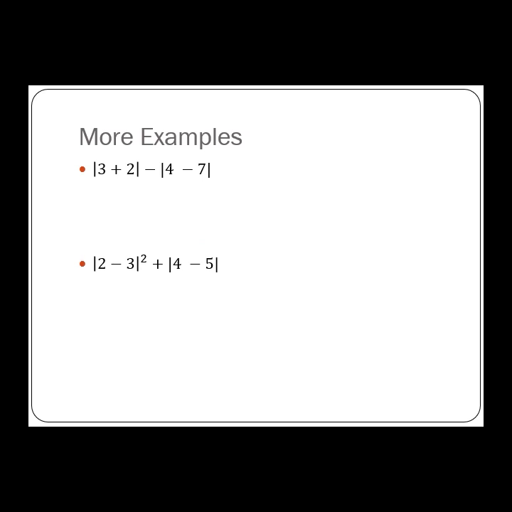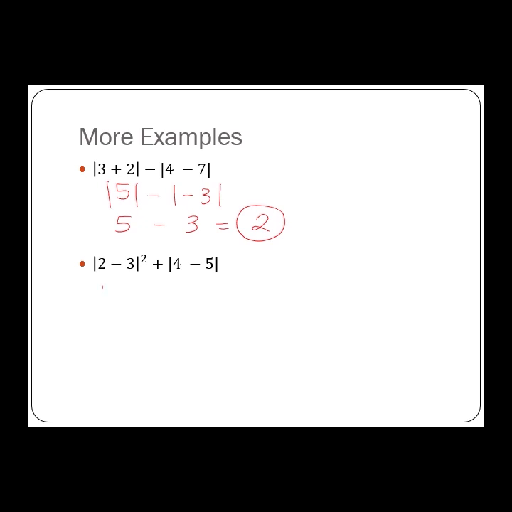Here's another example. We're going to do the inside of the absolute value. Do the math inside the absolute value. 4 minus 7 is negative 3. The absolute value of 5 is 5, and 3 is 3, and 5 minus 3 is 2. So that's our final answer.